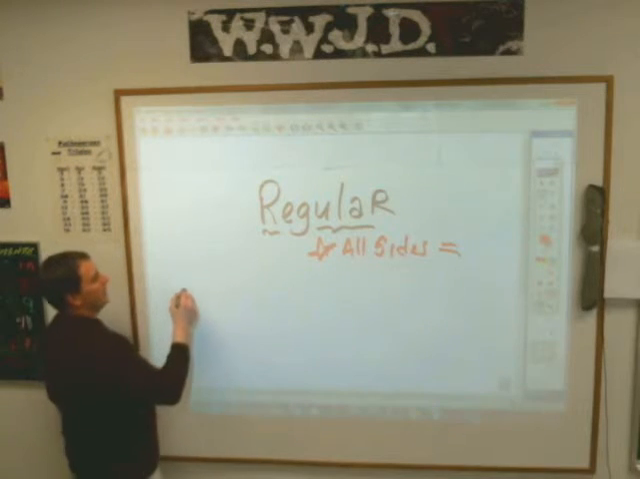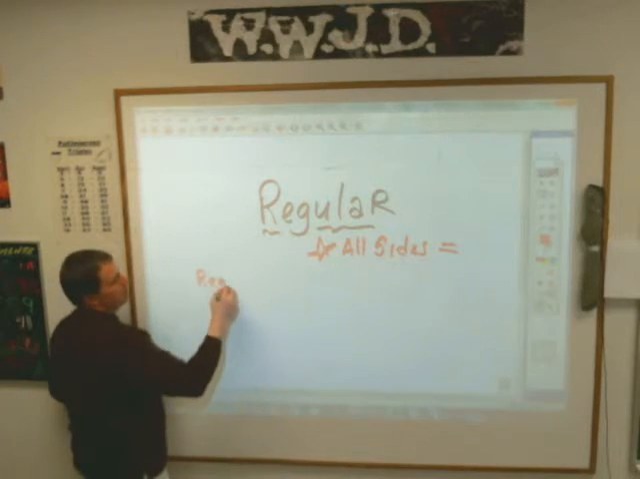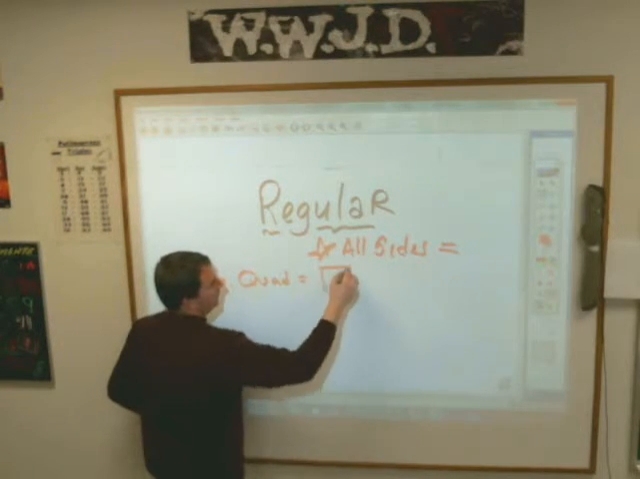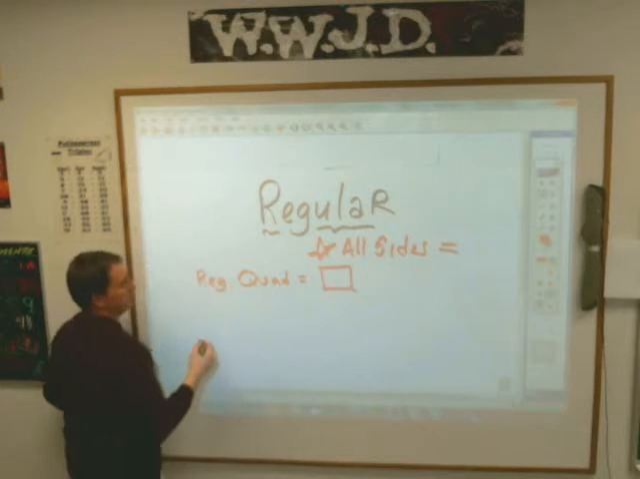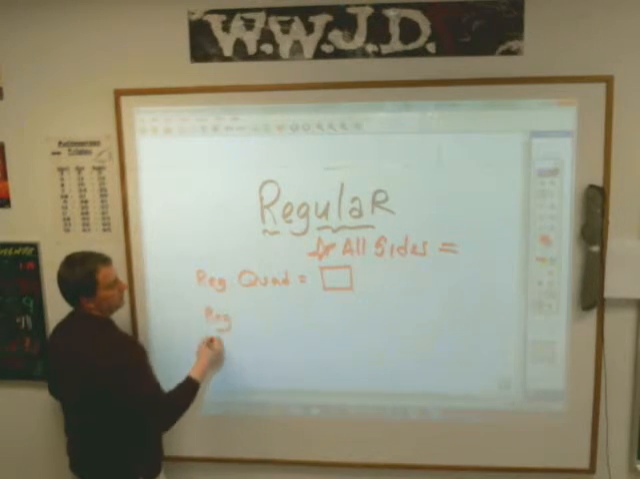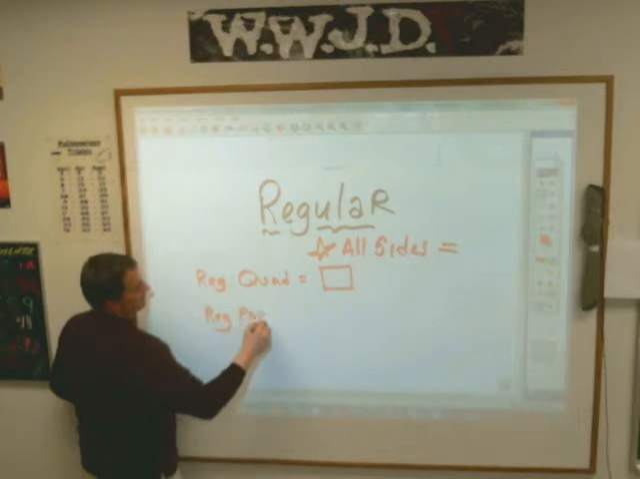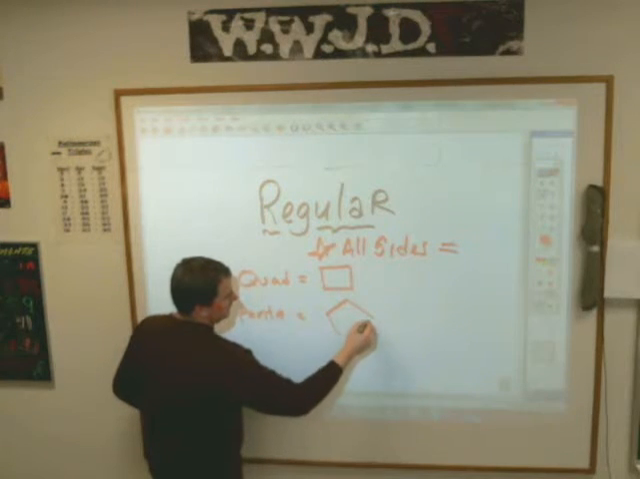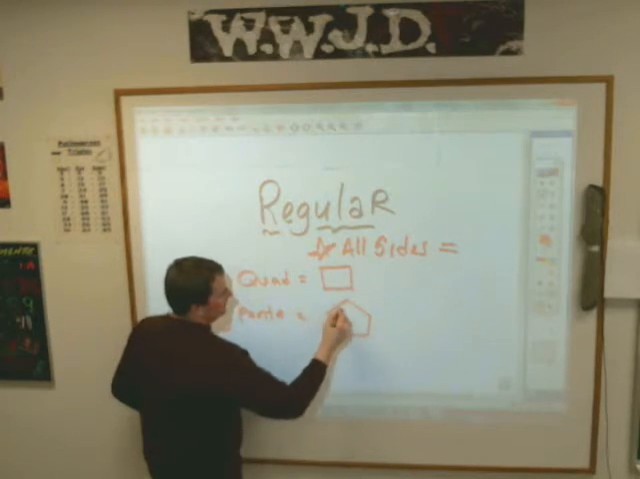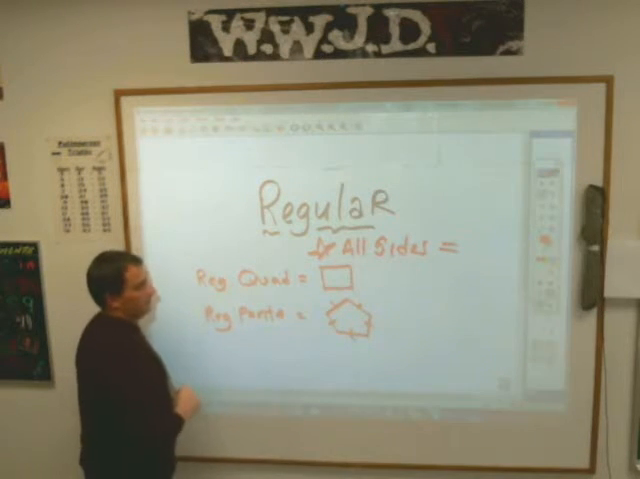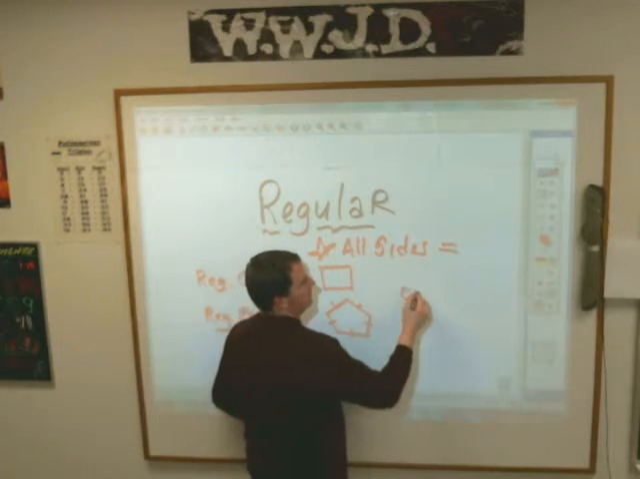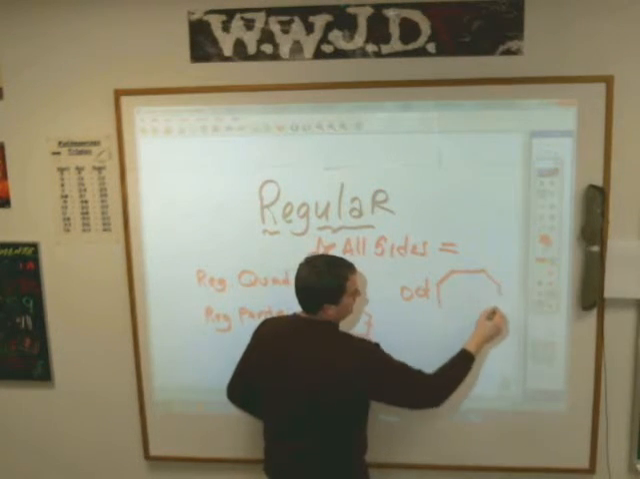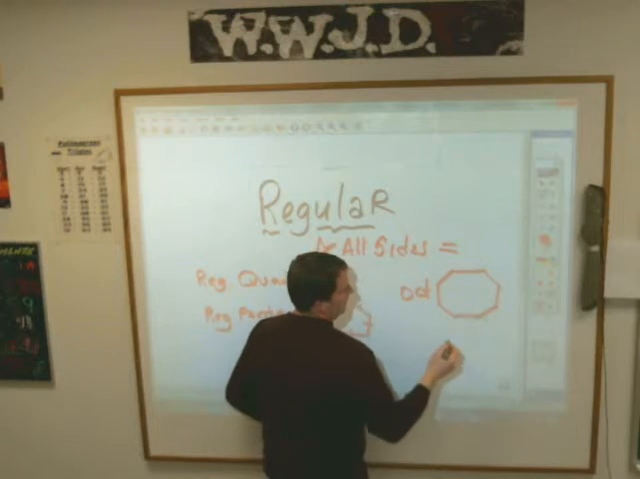For example, a regular quadrilateral, that would be your square. All 4 sides are equal. You know, a regular pentagon, it's a little tough for me to draw. 1, 2, 3, 4, 5, but all of these sides would be the same length. A regular octagon we just talked about is a stop sign. 1, 2, 3, 4, 5, 6, 7, 8.